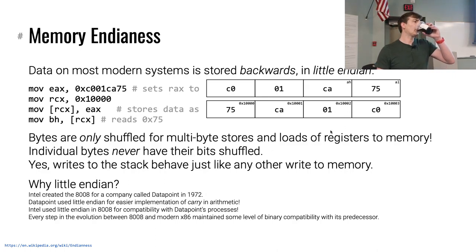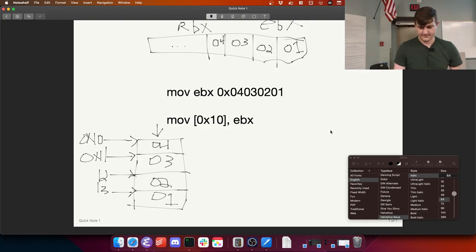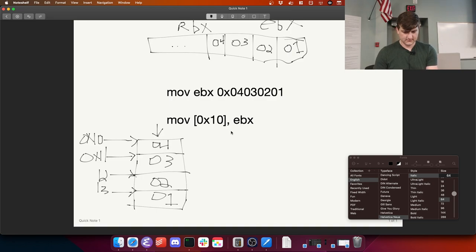So if we go back to our original example of 04, 03, 02, 01, the big endian approach would just be 04, 03, 02, 01. Little endian goes 01, 02, 03, 04. Little. Okay. And then the big endian approach. Good God.